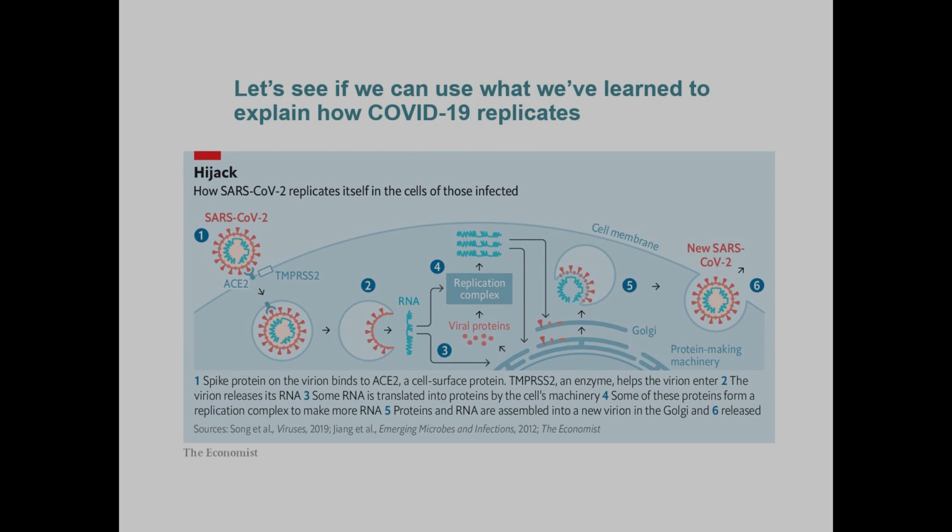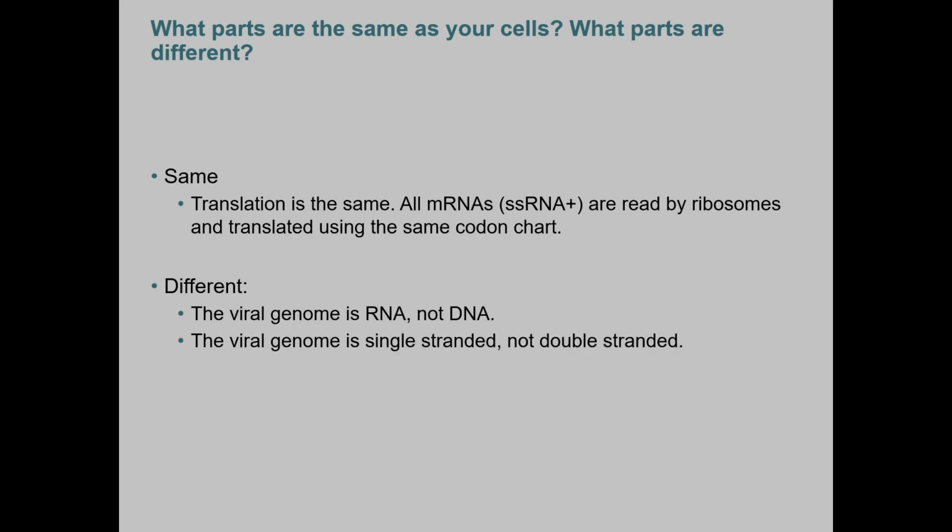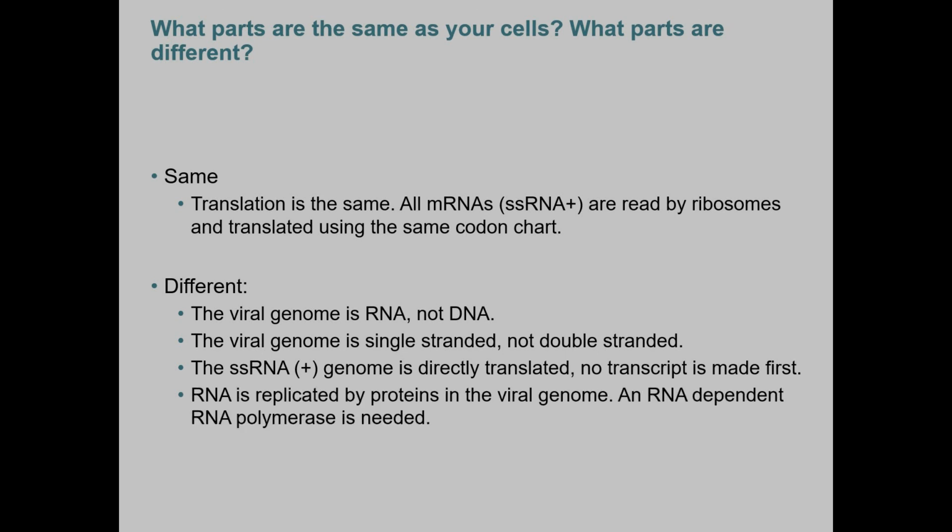So let's think about what is different and the same between you and the COVID-19 virus. Only one thing is actually the same, and that's the way translation works. So messenger RNAs, or single-stranded positive strand RNAs, are read by ribosomes and translated using the same codon chart. Everything else, on the other hand, is different. The viral genome is RNA, whereas yours is DNA. It's single-stranded, not double-stranded like yours. Single-stranded RNA genomes are directly translated, if they're positive strand, and no transcript is made first. And the RNA is replicated by proteins that are encoded in the viral genome, because it needs an RNA-dependent RNA polymerase.